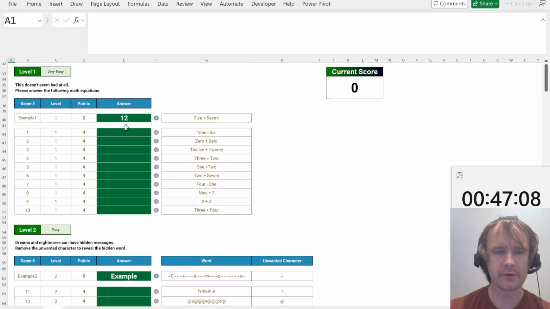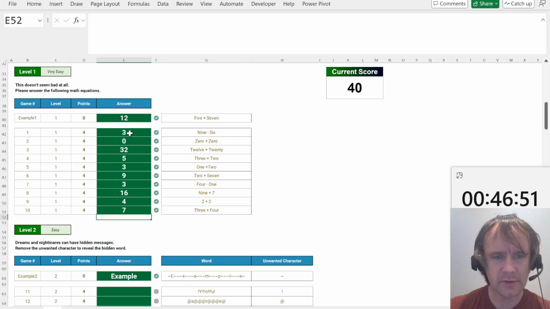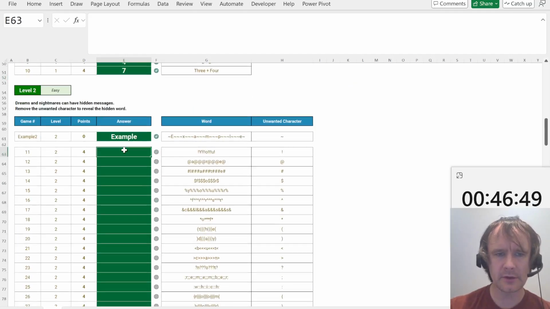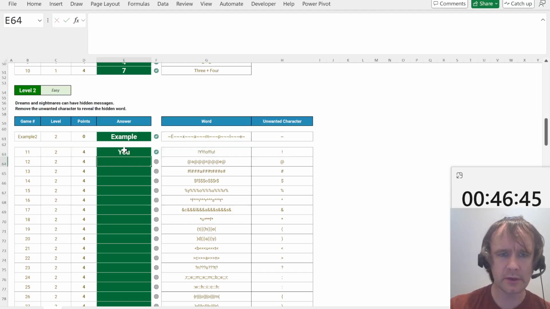Okay, so yeah, this one I was tempted to do by hand. 12 plus 20, 32, 3 plus 2 is 5, 1 and 2 is 3, 2 and 7 is 9, 4 minus 1 is 3, 9 plus 7 is 16, 2 and 2 is 4, 3 and 4 is 7. Okay, then we just have to clear out, so substitute this to blank.